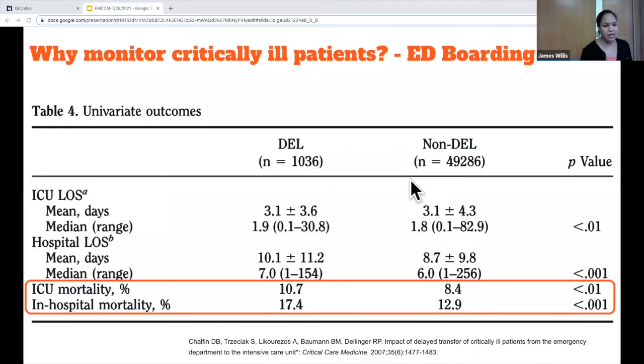So for instance, in a paper by Chalfin, they looked at ICU-destined patients who boarded in the ED for longer than 6 hours, which is this column, and less than 6 hours. And you can see that there was a significant difference in terms of ICU mortality as well as all-cause hospital mortality. And so part of what we can do to mitigate that is make sure that we're keeping an eye on those patients when they're in the emergency department so that we can tell if they decompensate, if they need an acute intervention. That potentially can mitigate that long-term, less than optimal prognosis given their ED boarding status.